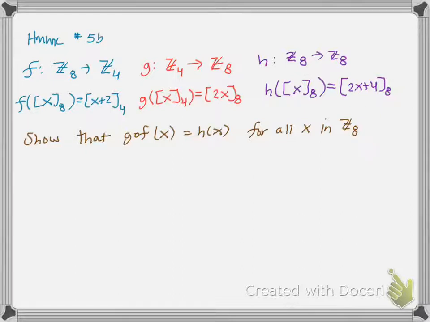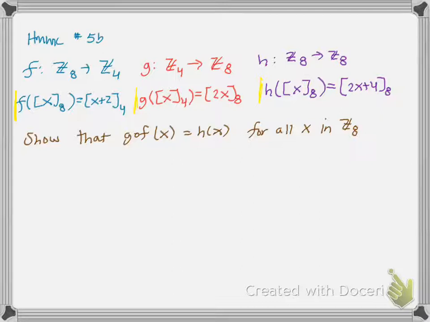We have three functions here, in congruence mod. f is going from Z8 to Z4 and is given by this function here. Then we have g, which is going from Z4 to Z8, given by that function. And then we have h, which is going from Z8 to Z8, given by that function. It says show that g composed with f of x equals h of x for all x in Z8.